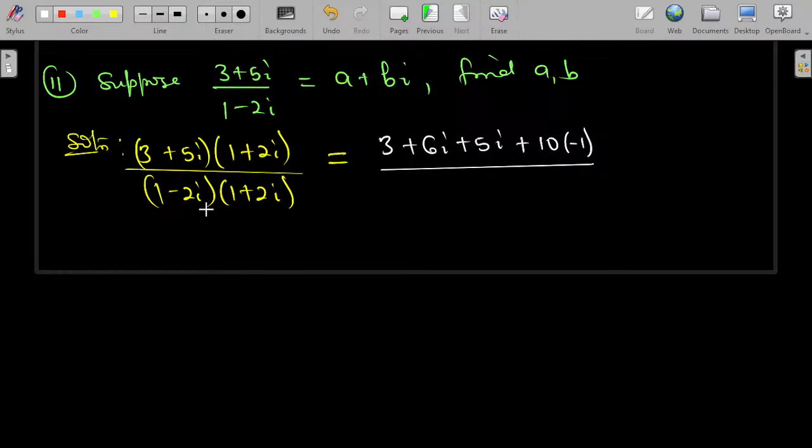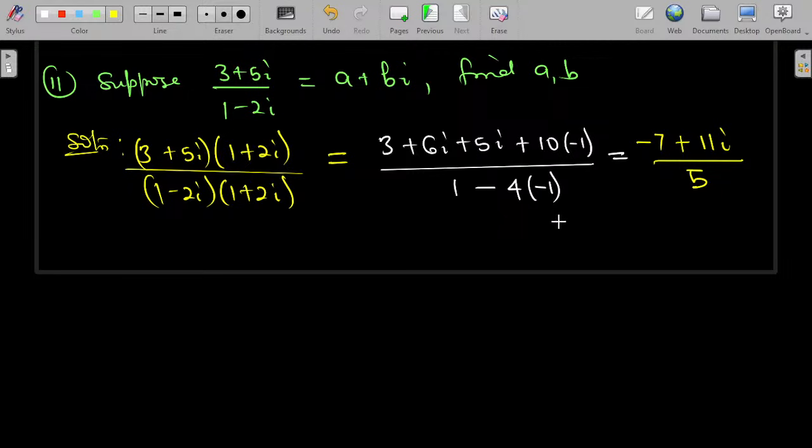And then for the denominator, 1 squared is 1 minus, here you have 2i. So you're squaring 2i, and that will give you 4i squared. Remember again, i squared is minus 1. Okay? So this is now going to give us, of course, 3 minus 10. This will be minus 10. So it will be minus 7. And 6 plus 5 will give us 11i. All over, this one will be 1 plus 4, which is 5.